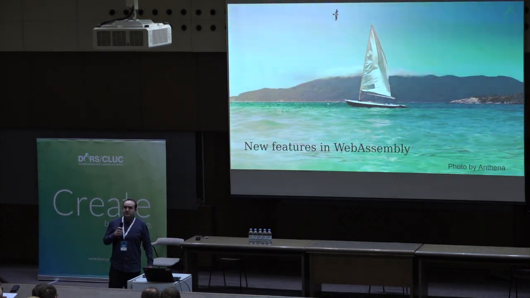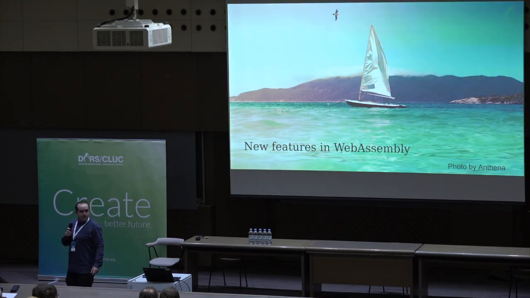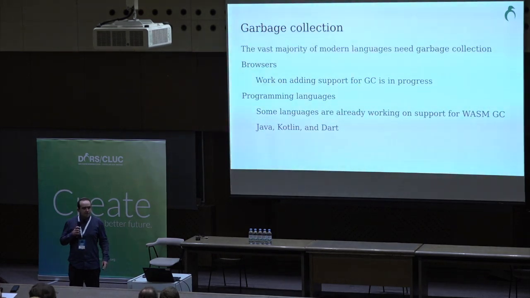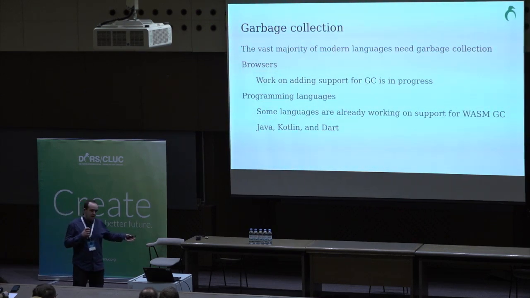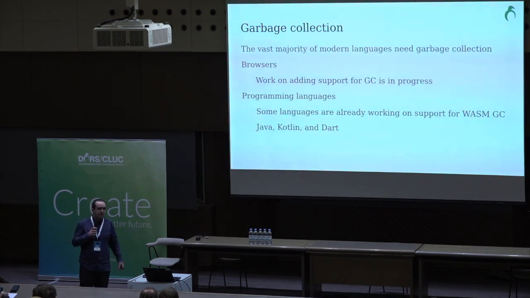So let's start with the new features that are coming to WebAssembly. First feature, garbage collection. I said 2 slides ago that C, C++, and Rust have something in common. These languages do not use garbage collection, so they can be easily compiled to WebAssembly. But many languages, Java for example, use garbage collection. So WebAssembly does not have garbage collection yet.